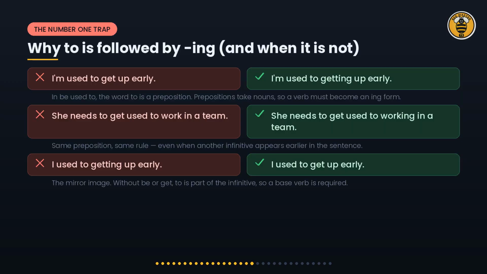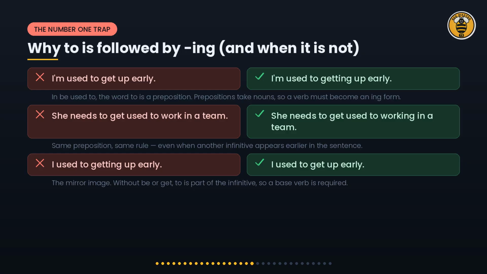This is the number one trap in the whole topic, so let's face it directly. I'm used to get up early. Wrong. In be used to, the word to is a preposition, and prepositions take nouns, so the verb must become an ing form. I'm used to getting up early.